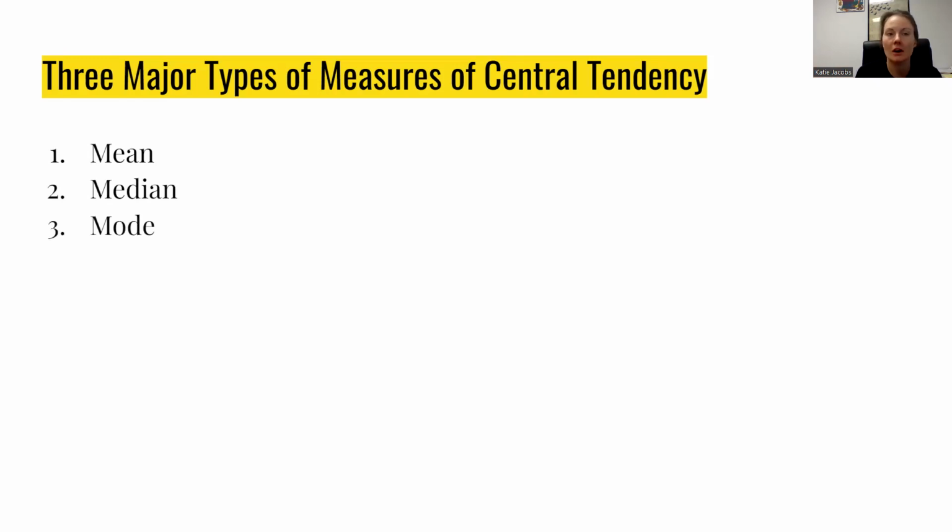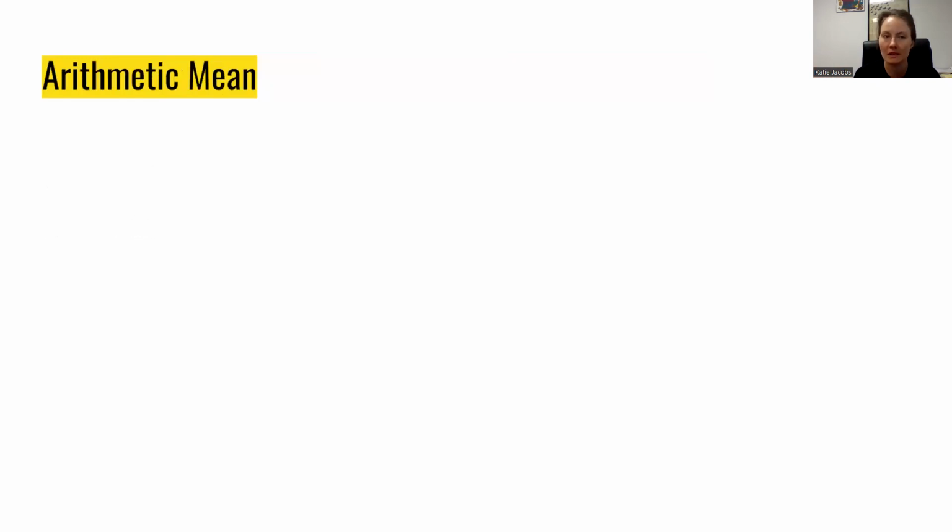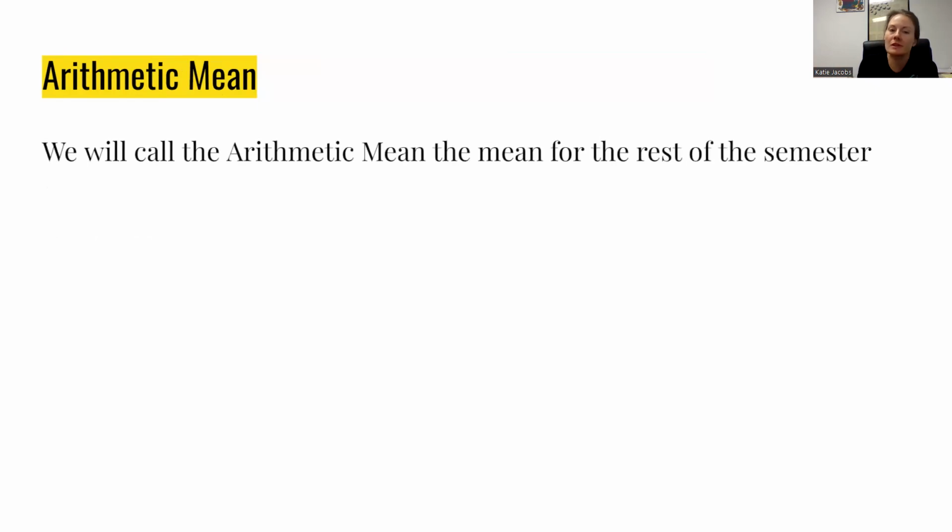So mean, median, mode are all types of measures of central tendency. These are numbers that are trying to describe the center of the data set, but they do this in slightly different ways. So to start with, we're going to learn about the arithmetic mean. We'll call the arithmetic mean the mean for the rest of the semester. There are different types, but the one that you're probably most familiar with is the arithmetic mean. There are ones like geometric mean and harmonic mean. I'm not going to worry about teaching you those.